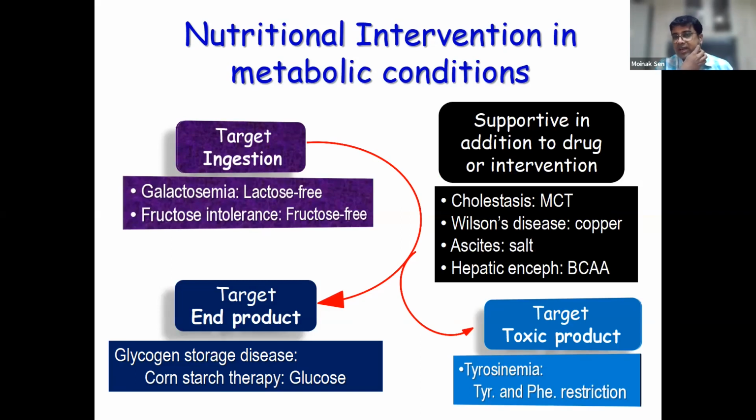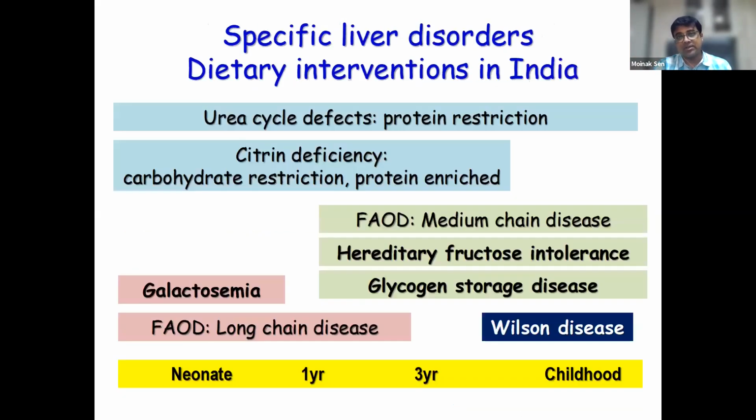In addition to drug intervention, for all these cases, you must in cholestasis give medium chain triglycerides. In Wilson's disease, there's some role of restricting the copper in the diet. In ascites, you have to restrict the salt. And in hepatic encephalopathy, you must give branch chain amino acids. So these are some specific liver conditions where dietary interventions are possible.